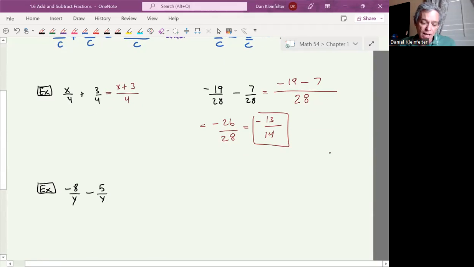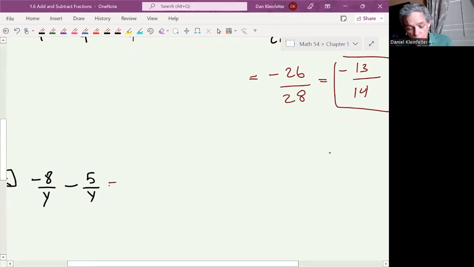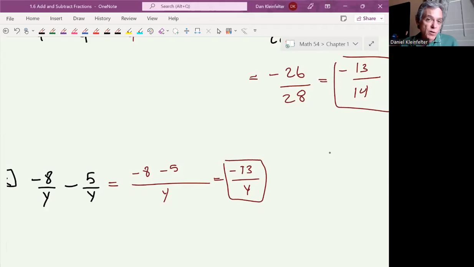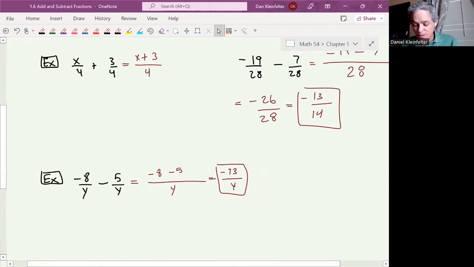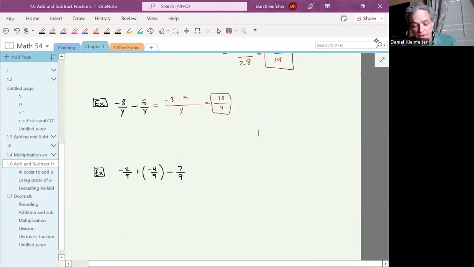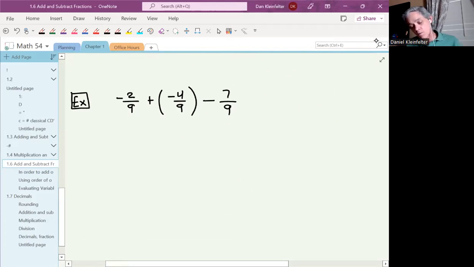Here we have negative 8 over y minus 5 over y. And so the final answer here will be over y. We'll have negative 8 minus 5, and that's negative 13 over y. Okay, and that's the end of that. If the denominators match, these are not too bad. If the denominators don't match, then our first step is going to be to make them match. Okay, before we do that, we have one more example.